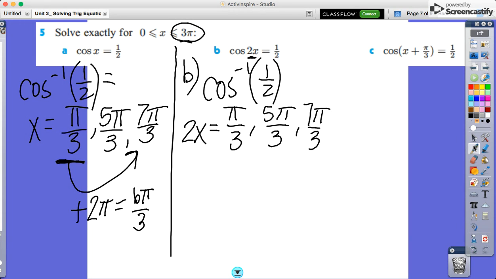So what does this 2 do to the cosine function graphically? It changes the period, and it makes it go faster. So between 0 and 3 pi, I'm going twice as fast. So how many more values do you think I'm going to hit? Twice as many. So I'm going to hit 3 more. So before I can divide everything by 2 to get x by itself, I'm going to generate 3 more values so that I have twice as many.